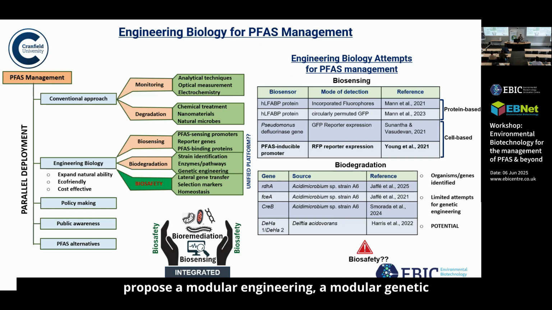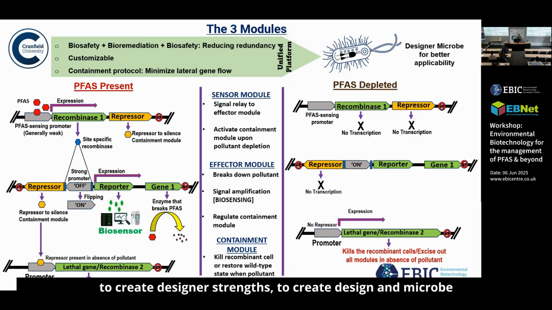So with this background, we propose a modular genetic engineering approach where we can integrate all three aspects, bioremediation, biosensing, and biosafety, to create designer strains, designer microbes, for better applicability of engineering biology in this field. The design is composed of three modules. The first one is the sensor module that has a PFAS sensing promoter. It senses the presence of PFAS and relays the signal to the effector module.